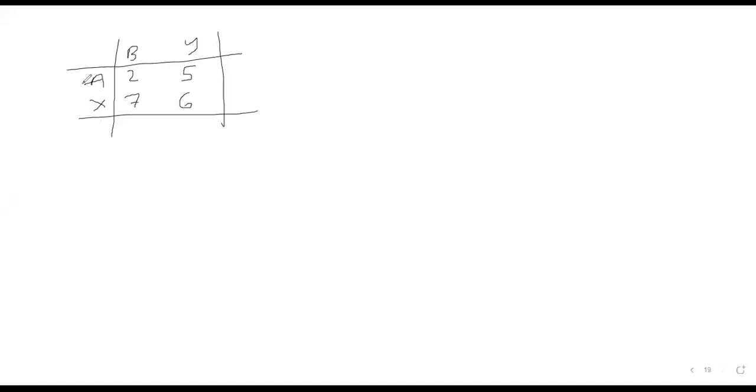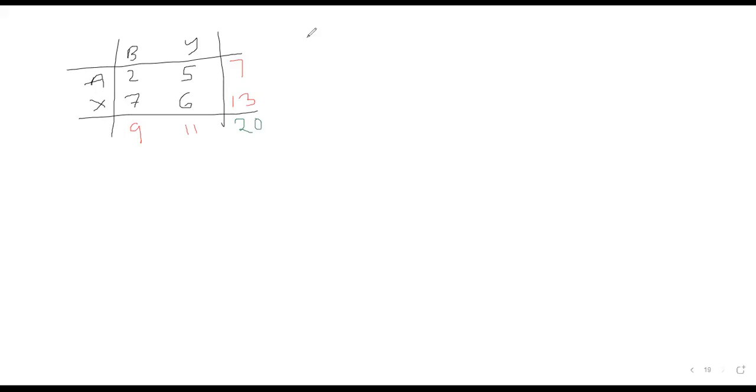So the first thing you do when you're given a table like that is to find the totals. So the total here is what? 9. What do we have here? 11. What do we have here? 7. And what do we have here? 13. And the total of totals is what? 20.